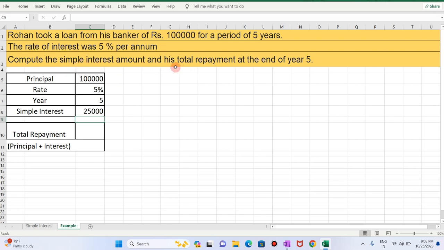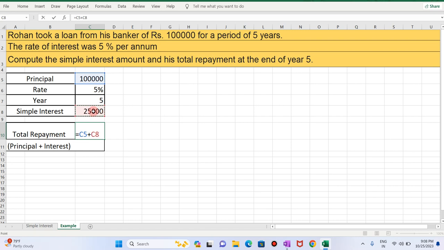Now second, what we have to find? We have to find his total repayment at the end of 5 years. Means at the end of 5 years, how much amount, along with his principal and simple interest, is he paying to the bank. So to find total repayment, what is it? Principal plus interest. So equals to sign, principal value is 1 lakh plus the simple interest.